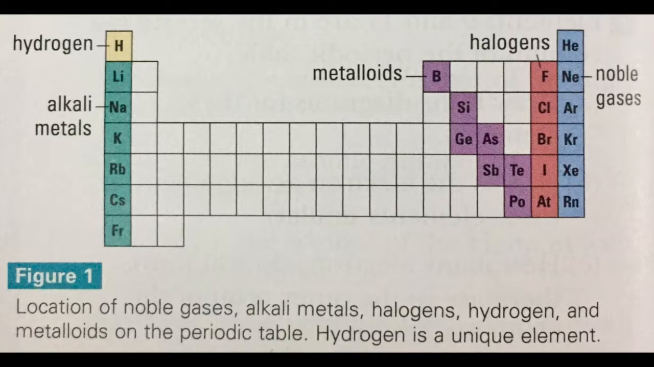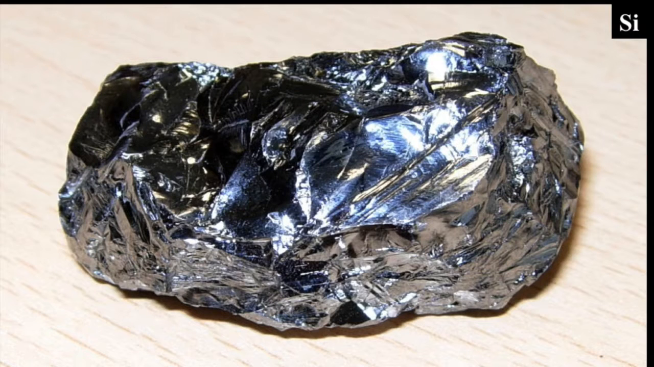Metalloids. Metalloids are elements that possess both metallic and nonmetallic properties. Not strictly a group themselves, they are found in different groups on the right side of the periodic table, Figure 1, on both sides of the zigzag line that divides the metals from the nonmetals. For example, silicon is a metalloid.